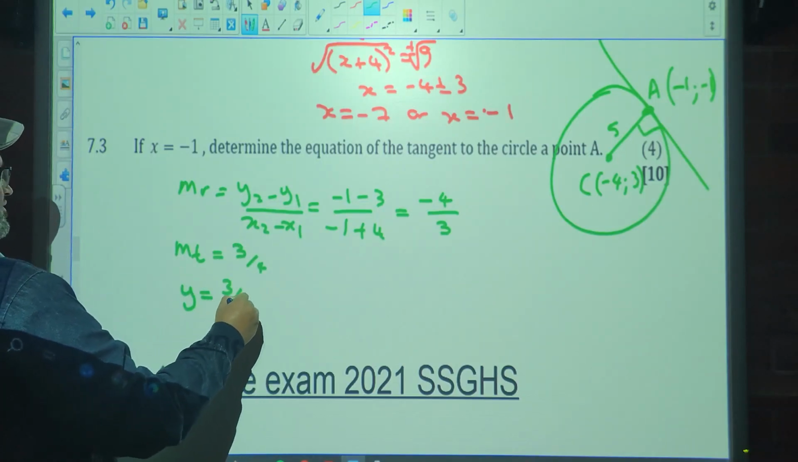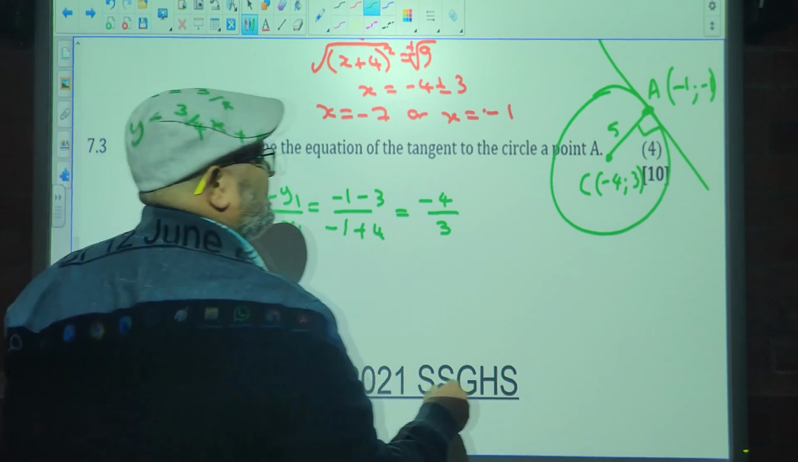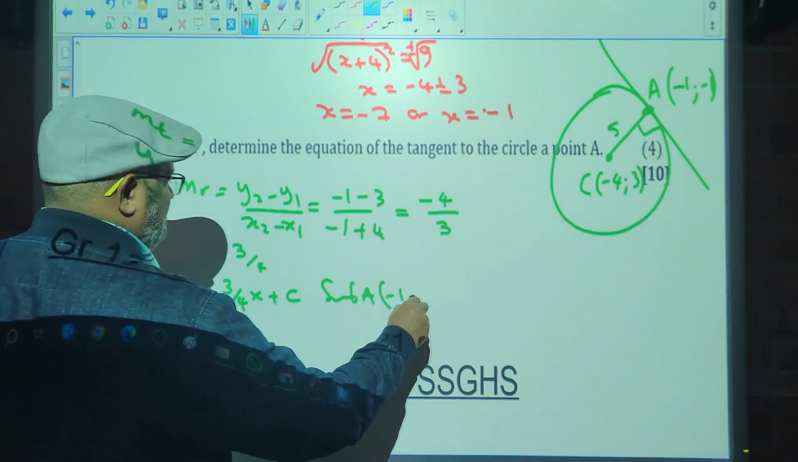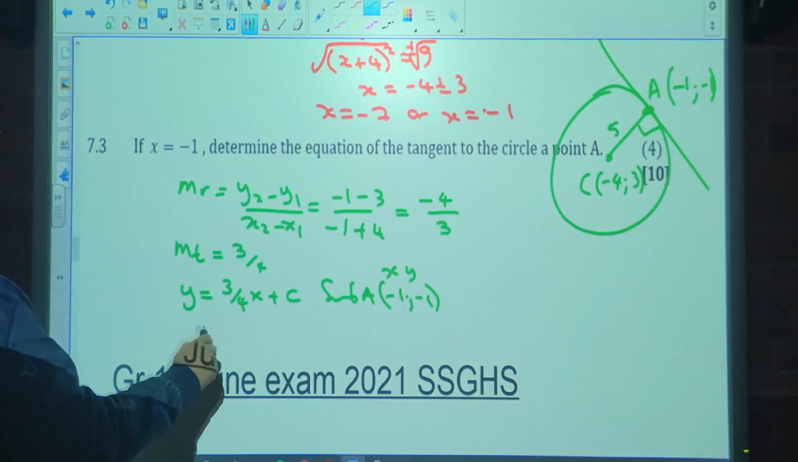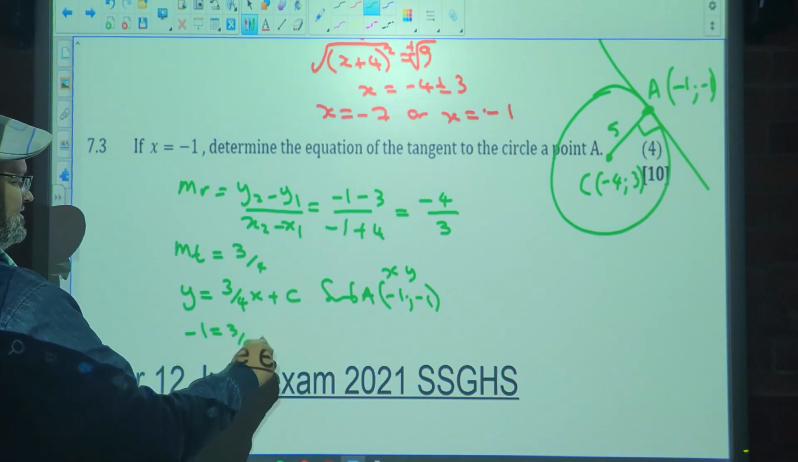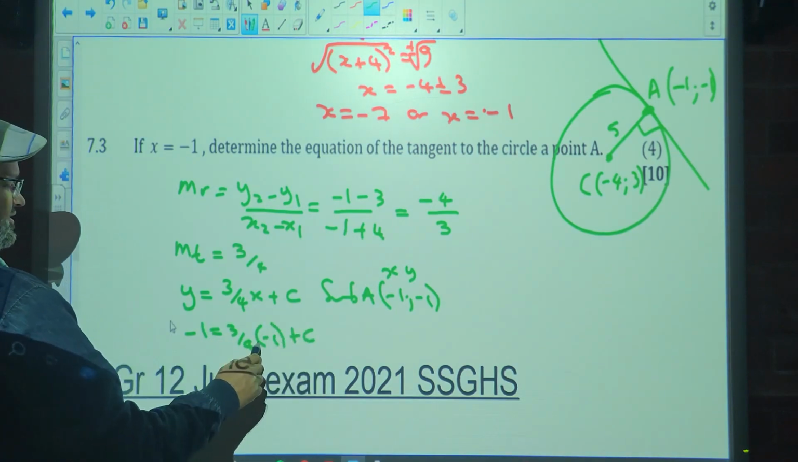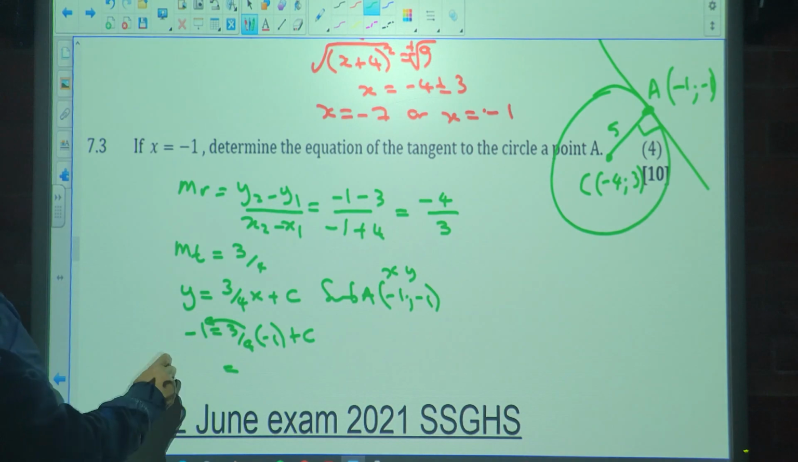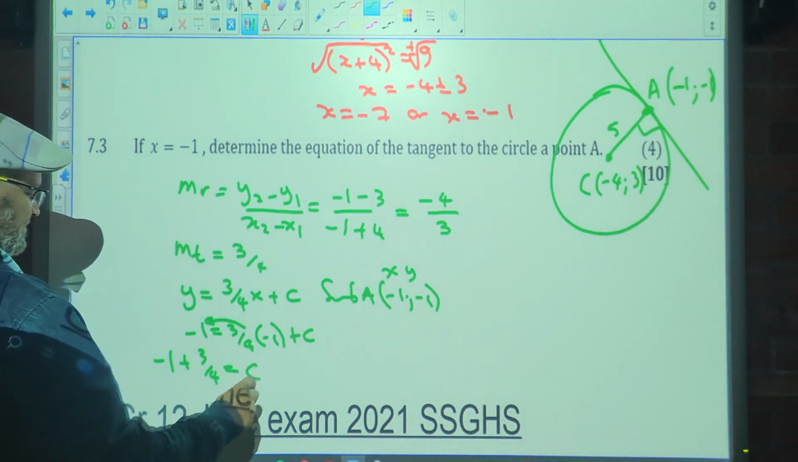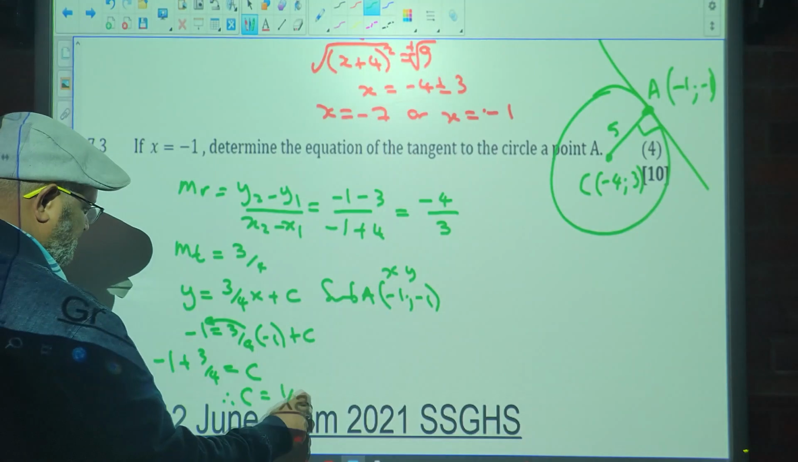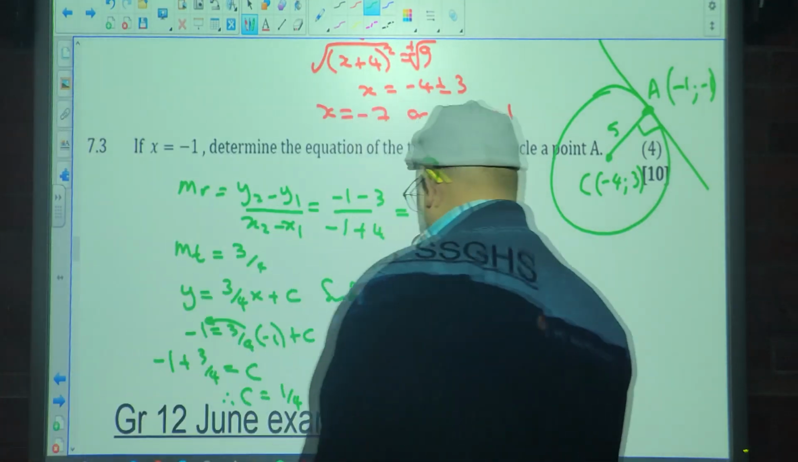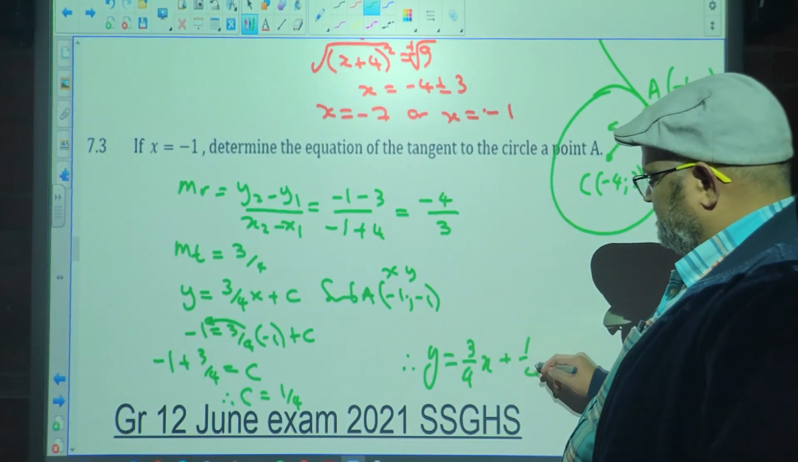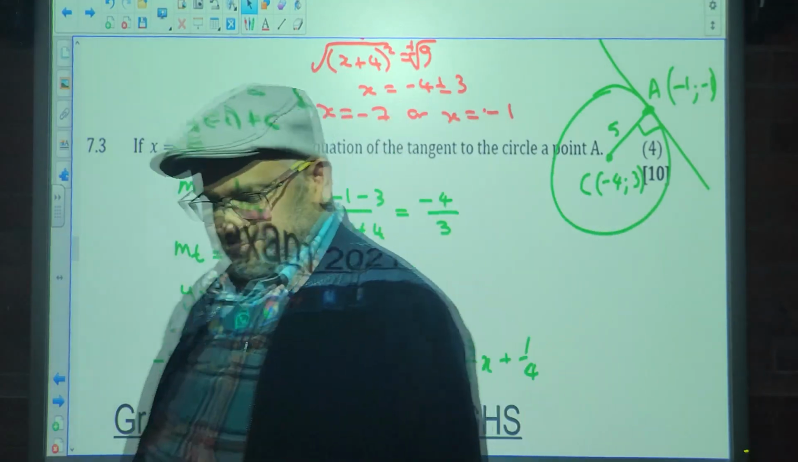So y is equal to 3 over 4 x plus c. We calculate c here by substituting the point into this line. So we substitute negative 1 and negative 1. That's x and y. Negative 1 is equal to 3 over 4 times negative 1 plus c. So this, of course, is negative 3 over 4, which becomes positive 3 over 4. So it's negative 1 plus 3 over 4 equals c. Therefore c is equal to a quarter. Therefore y is equal to 3 over 4 x plus a quarter. Okay.